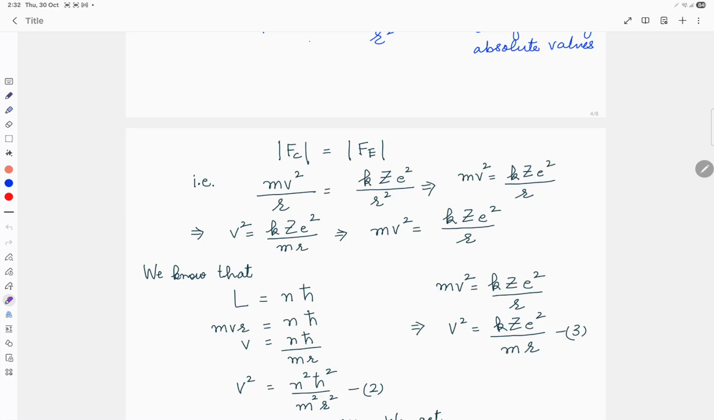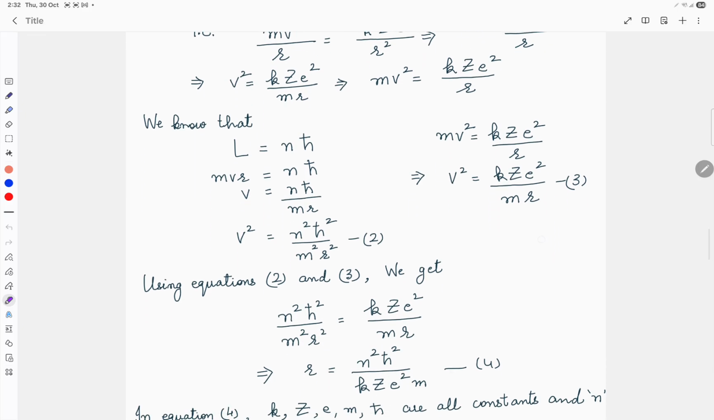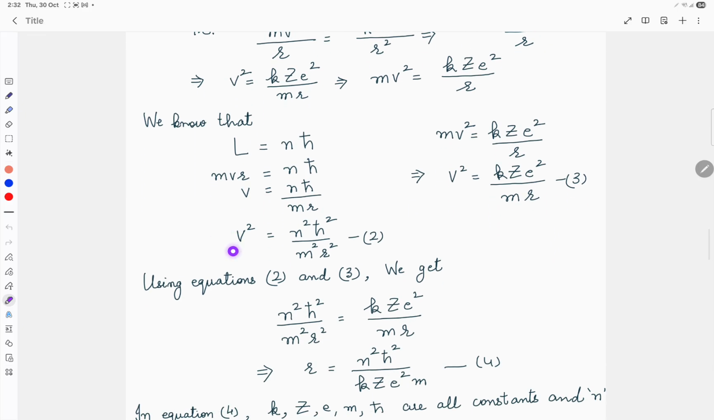Now from here we can find out v square, and we also know that one v square comes from the equality of the centripetal force and the electrostatic force. We also know that the angular momentum is equal to n h cross. So just replace L with mvr and find out v square from here. So you have v square coming from two sides. One is the angular momentum side, the other is the equality of the two forces.